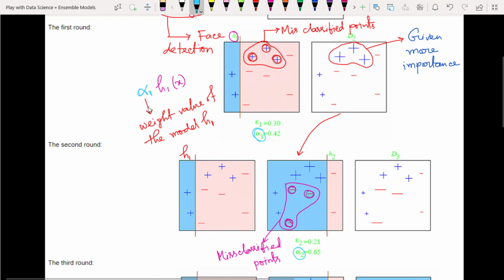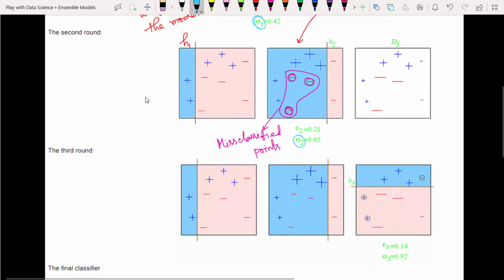So in the first stage, we found the weight alpha 1 for H1(x). Here in the second stage, we found the weight alpha 2 for the model H2(x). Okay, in the second stage, we have given the importance of the misclassified points to build the data set D3. Okay, now this is our H1, this is our H2, and now using this D3 data set we have to build another model.